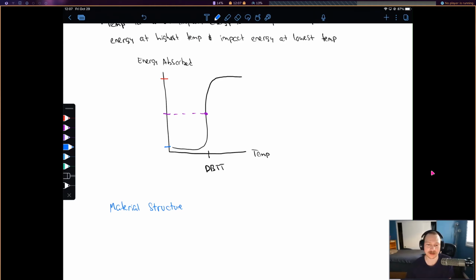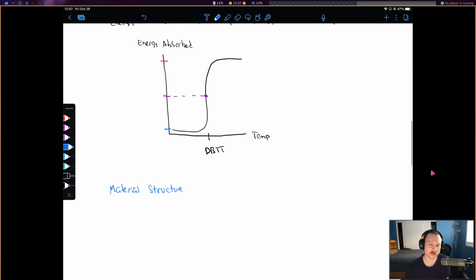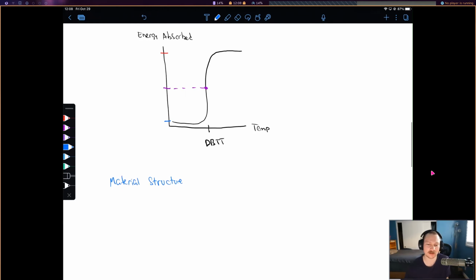But we're not going to focus on this part in the lab, but it is another thing that's just good to know. For the actual crystalline structure of these materials, you can get insight, or you can estimate how that material is going to behave for a range of temperatures.